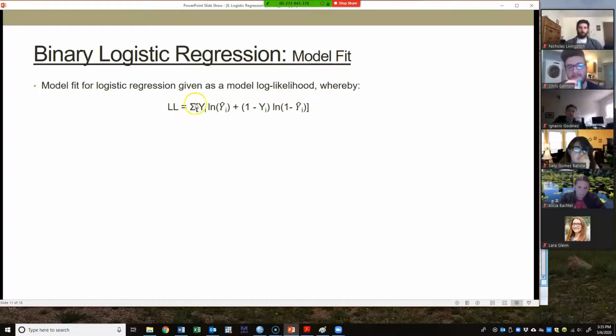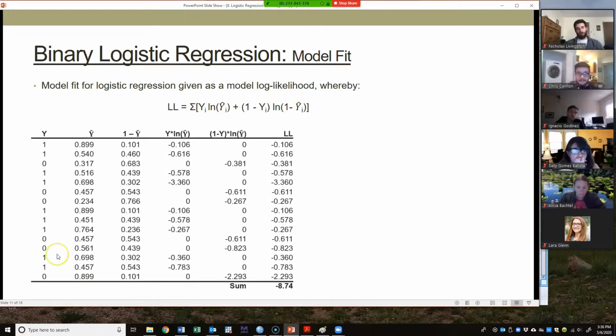And this log likelihood is going to be equal to my value of y for an individual times the natural log of the expected outcome, plus 1 minus the outcome times the natural log of 1 minus the expected outcome, okay? And this is our log likelihood function. If we run this out, this is what this looks like.